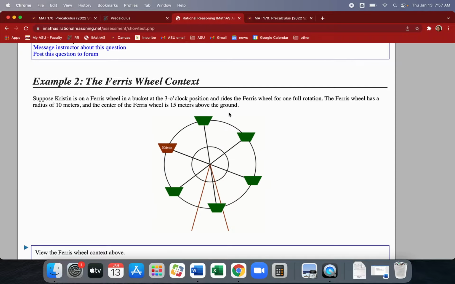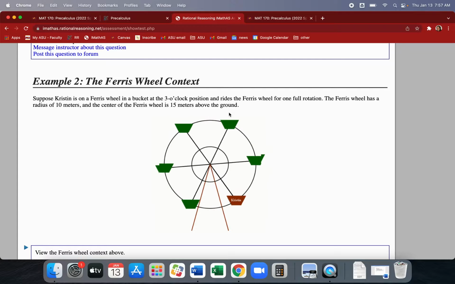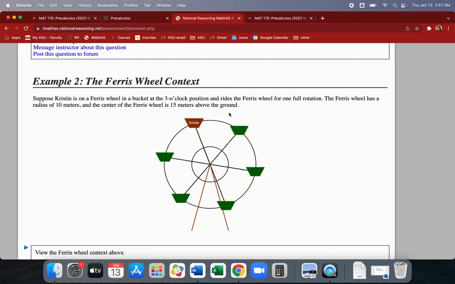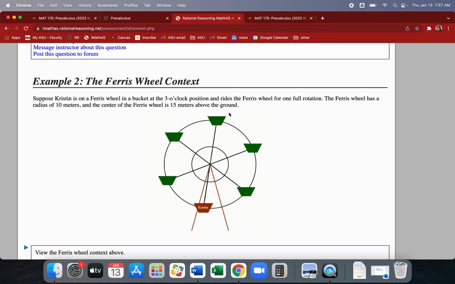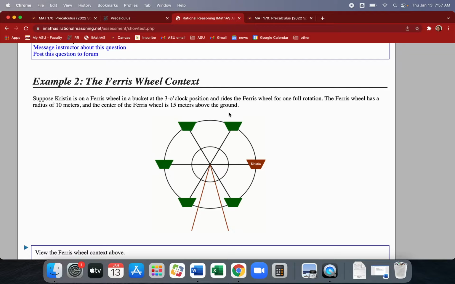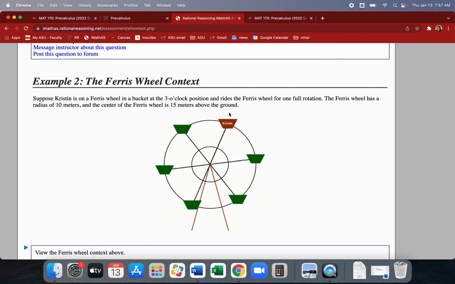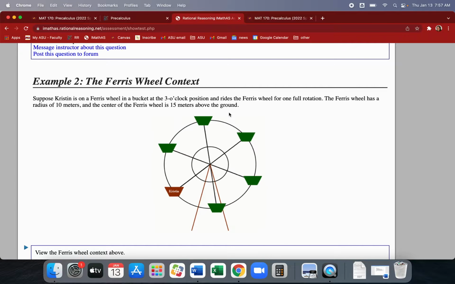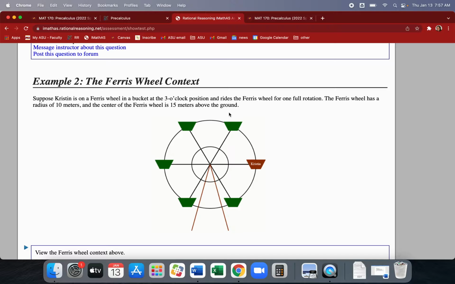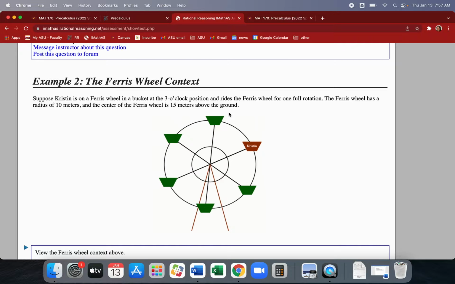So yeah, her height above the ground is varying between 5 and 25 meters. And all those numbers kind of work together to give us that, but she's between 5 and 25 meters. When she's equal with the center of the Ferris wheel, she's equal to its height above the ground, 15 meters above the ground.